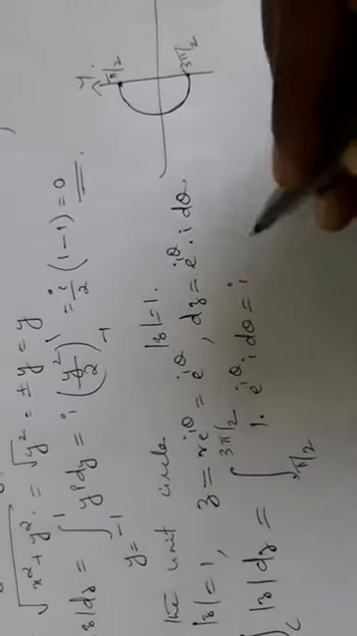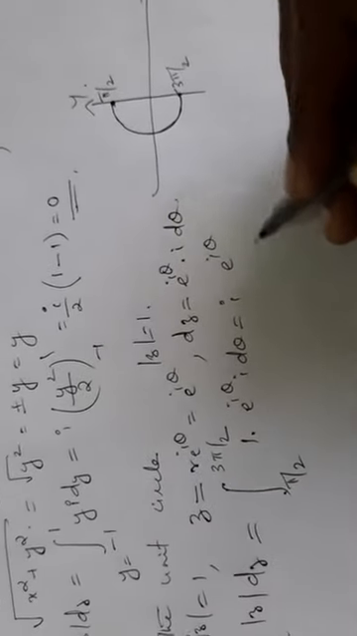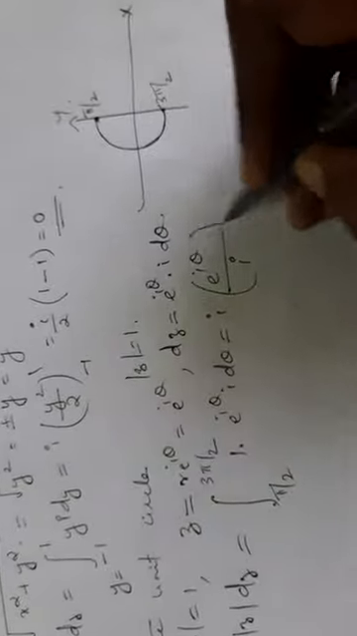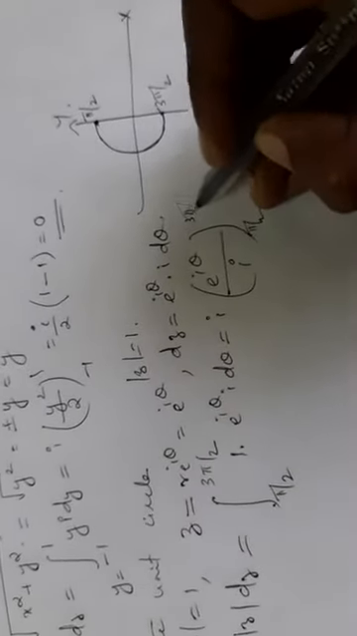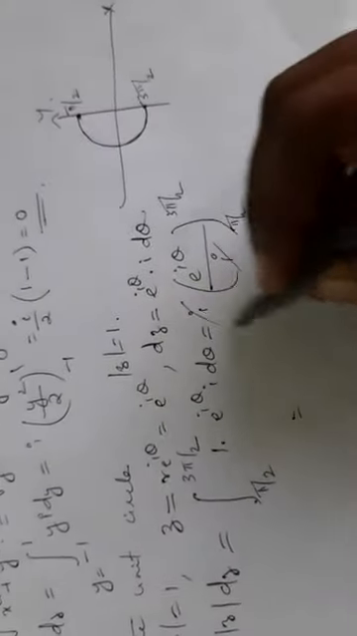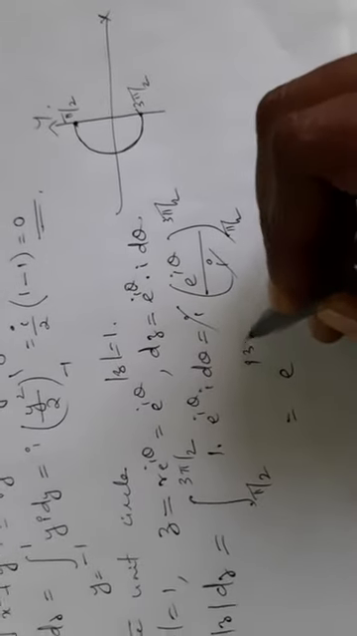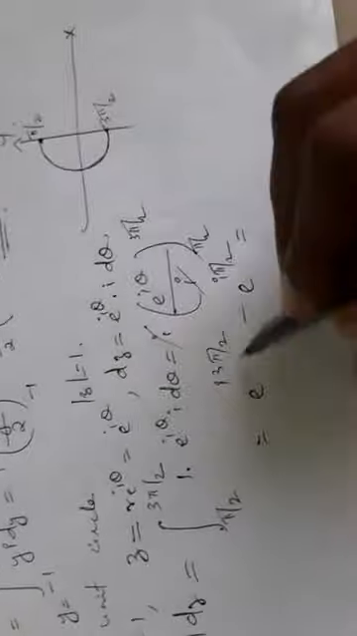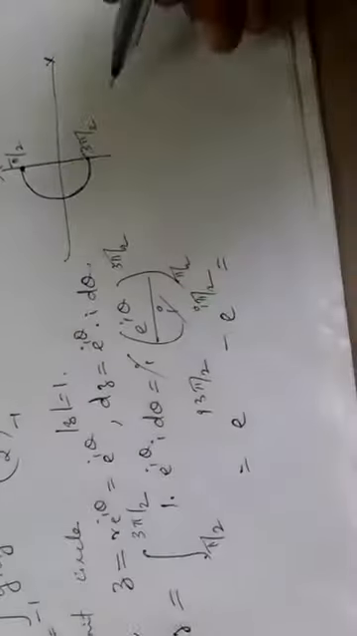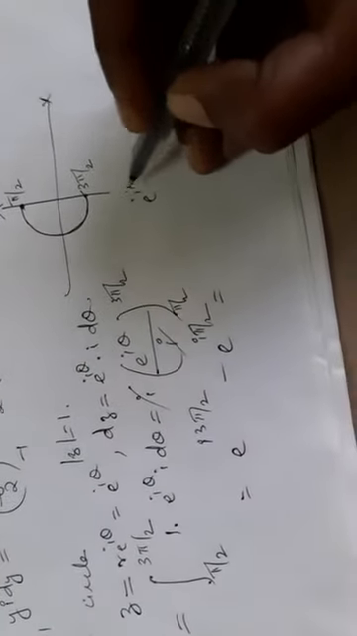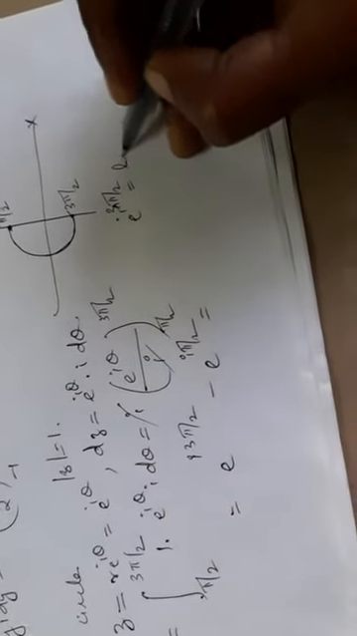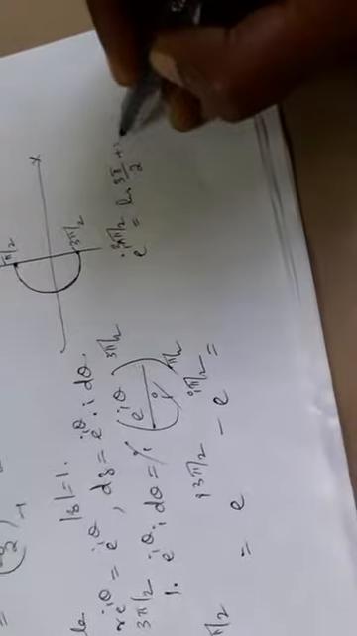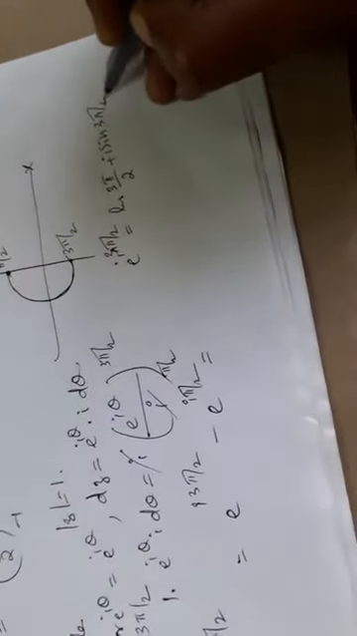It is i into, what's the integral of e raised to i theta? E raised to i theta itself, but divided by i with respect to theta, from pi by 2 to 3 pi by 2. It is, i cancels, e raised to i 3 pi by 2 minus e raised to i pi by 2. What is e raised to i 3 pi by 2? E raised to i theta is cos theta plus i sin theta. So cos 3 pi by 2 plus i sin 3 pi by 2.